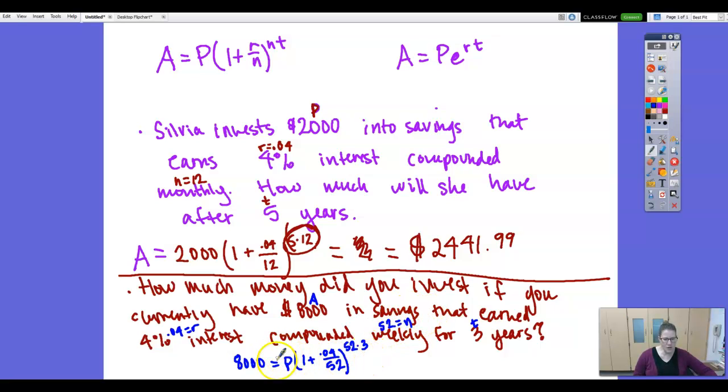So on this one, I'm trying to solve for P, and since P is multiplied by all of this, in order to find P here, I would need to divide the 8,000 by all of this. 1 plus 0.04 over 52, raised to the power of 52 times 3. Again, be careful with your order of operations. Grab a calculator and try it and see if you get the same thing as me so that we make sure we're not making calculator errors. Alright, so when I put that in my calculator, I got 7,095 and 69 cents. Okay, so it looks like just over $900 is what she made, or that you would have made, I guess it was you, over those 3 years. Okay, all right, so we do need to look at one other type of problem here.